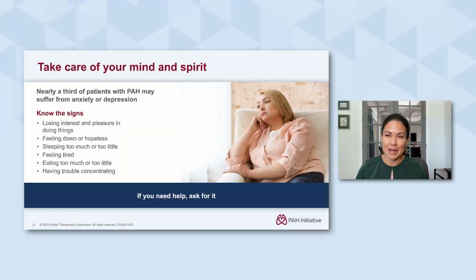Now let's get to this mind and spirit. I think that everybody needs somebody to talk to. We all have difficulties in our lives. My patients with PAH have an added stress because they're really thinking about their health and their long-term outcomes. And so we know in PAH that a third of our patients, and I'm sure more than that, but we may not ask the question, suffer from anxiety and depression. It's important to know those signs. It's also important to feel enabled and empowered to talk to your healthcare providers about this.